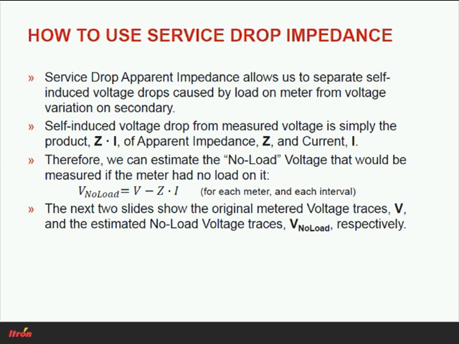So now we can use this impedance to eliminate, or at least minimize, the self-induced voltage variation, because we know that each load would cause this much voltage change. We subtract that from the voltage that we see, and we can get to what the meter would show as voltage if it had no load at all. Here is the simple equation for it.